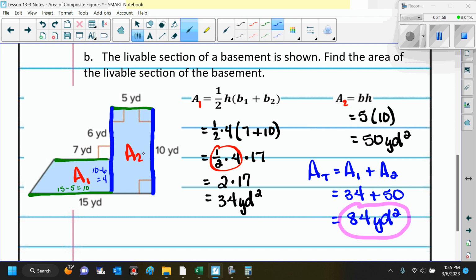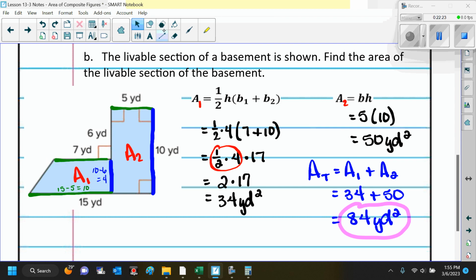The whole thing is 10. You see that? The whole thing is 10. But we want to take this part out. So we're subtracting 10 minus 6, which gives us 4, which is right there. So that's going to be our height. So I put in the height here. And then the base 1, I used 7. And then base 2 is down here.